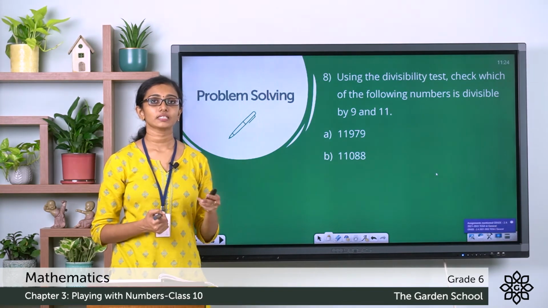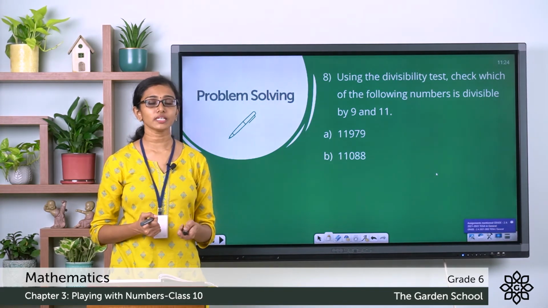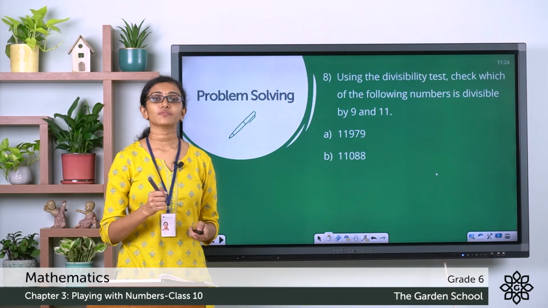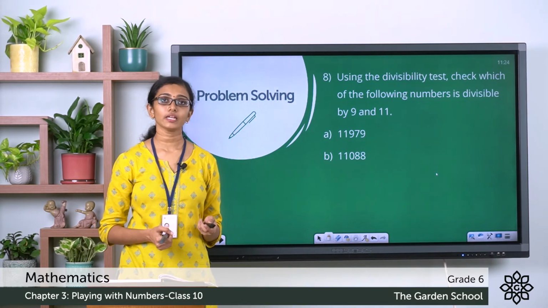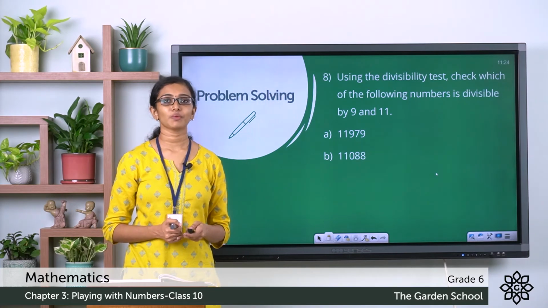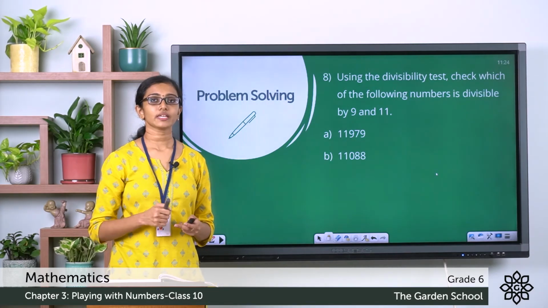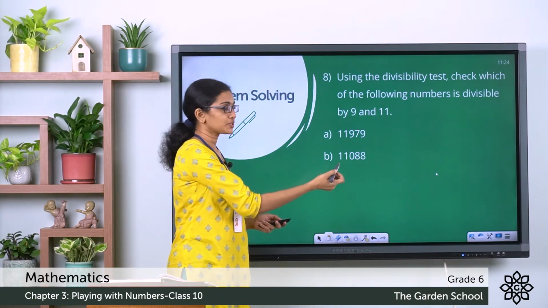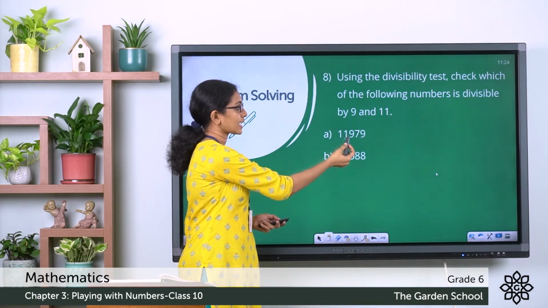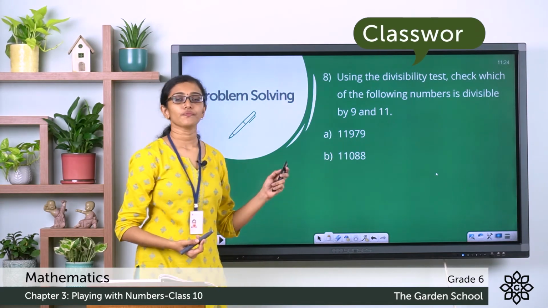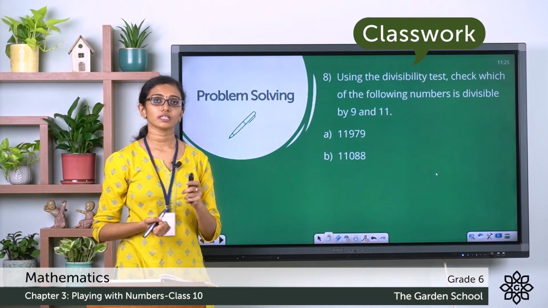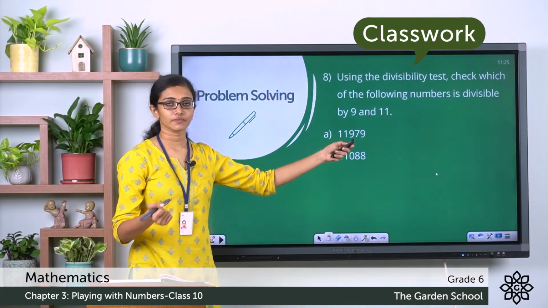So we learned the divisibility rule for 9. What was it? We have to take the sum of the digits of the given number, see if that sum is a multiple of 9. If it is, then the given number will be divisible by 9. So if you take the first number, the sum of the digits is equal to 1 plus 1 plus 9 plus 7 plus 9. Find out the sum, check if it is a multiple of 9. If yes, then you can write this given number is divisible by 9.